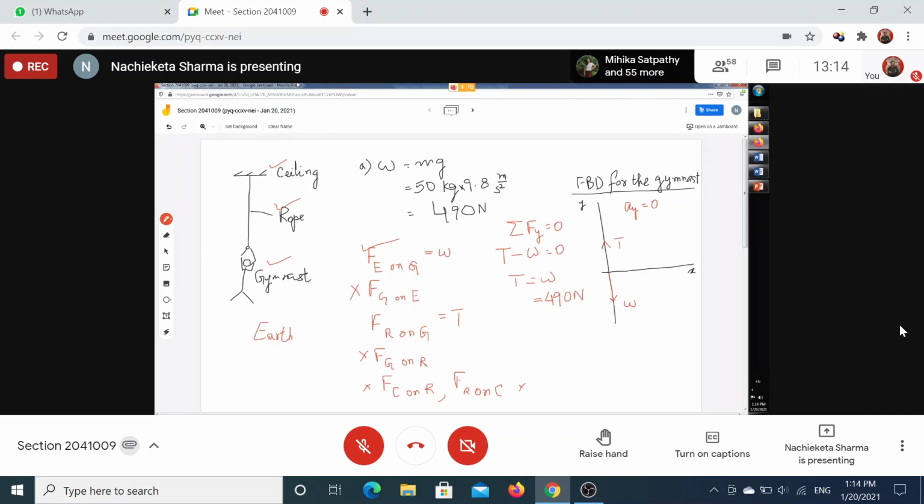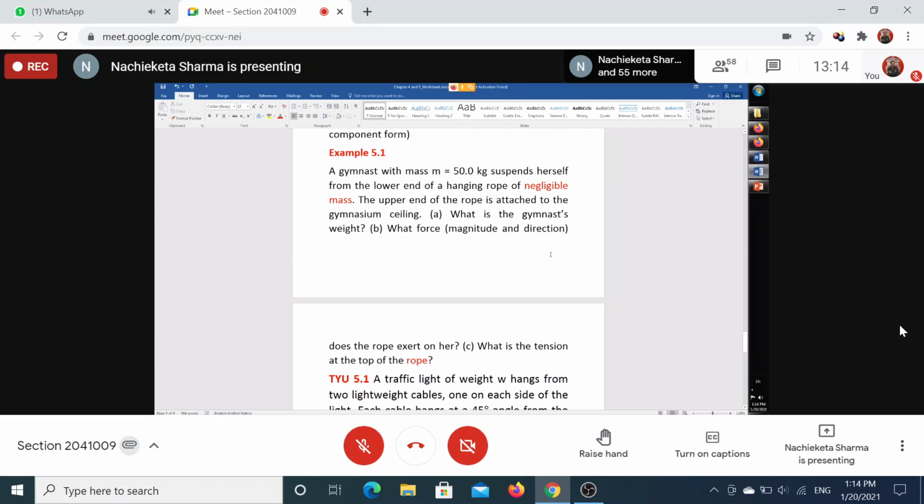Now we'll go to the third part of the problem. And naturally the direction of the force is in the upward direction, isn't it? So the magnitude is 490 Newton and the direction is towards the positive y-axis, or vertically upward. Now the third part is: what is the tension at the top of the rope?